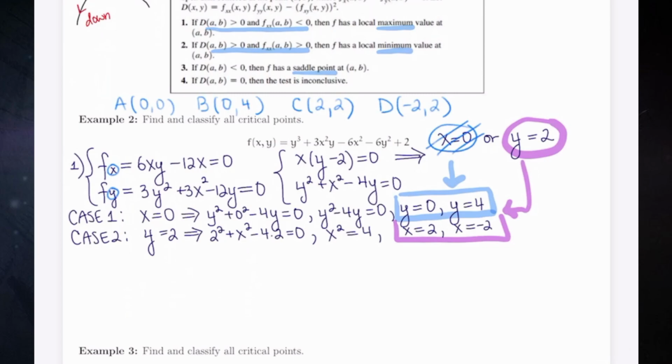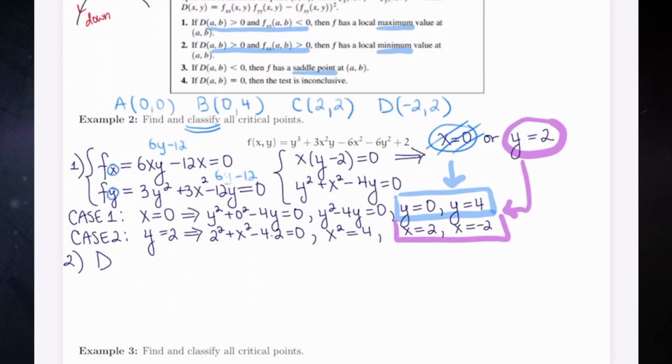That's the first part. Now it says classify. What do we do now? Second part, we're going to compute that quantity. We're going to compute the second derivative with respect to x. Let me write it over here. What is that going to look like? That's going to be 6y minus 12. And then the second derivative with respect to y, let me write it over here. That's 6y minus 12. It's the same thing.